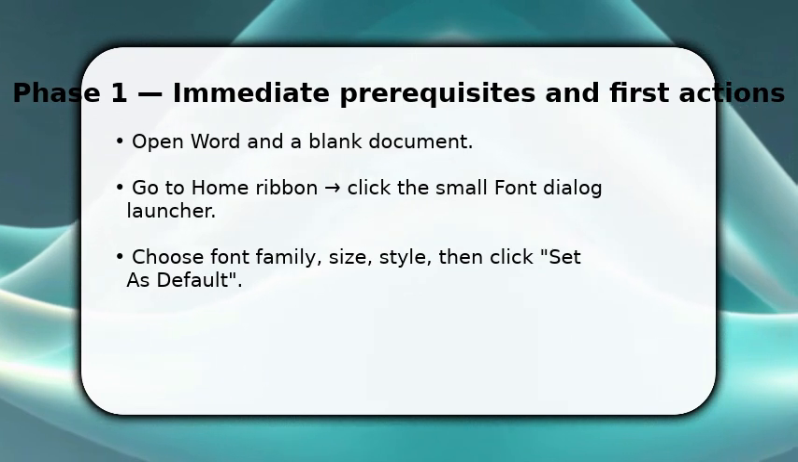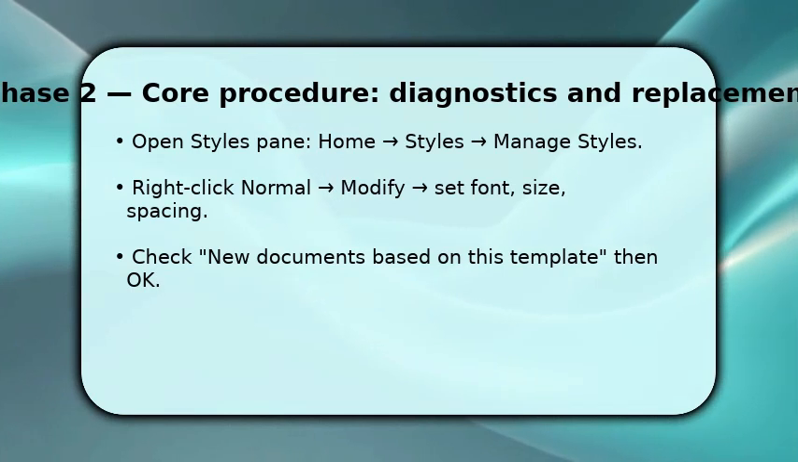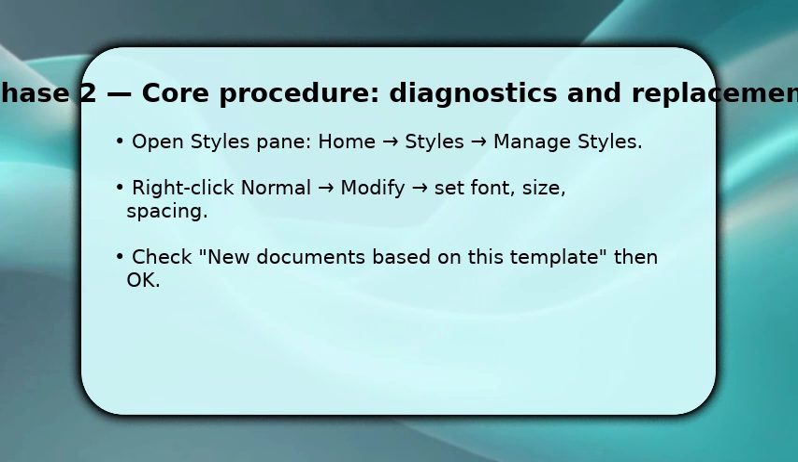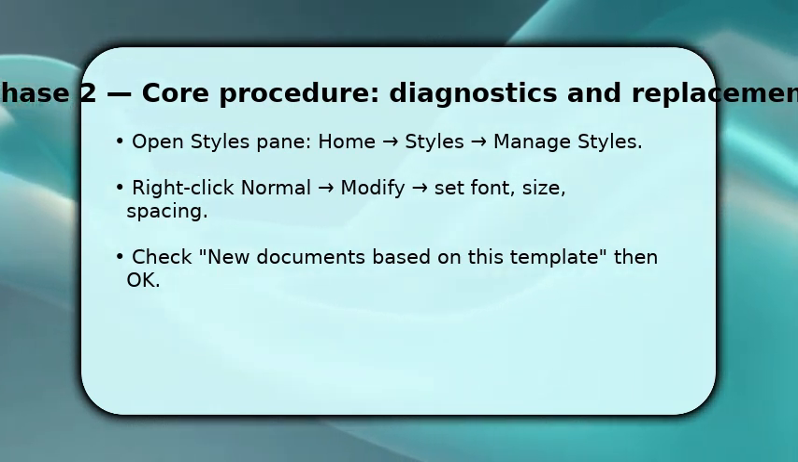Next, make the change robust by modifying the normal style. This controls most paragraph text. You open the Styles pane, right-click Normal and choose Modify, then pick the same font and size you set earlier, adjust spacing and line height if needed.